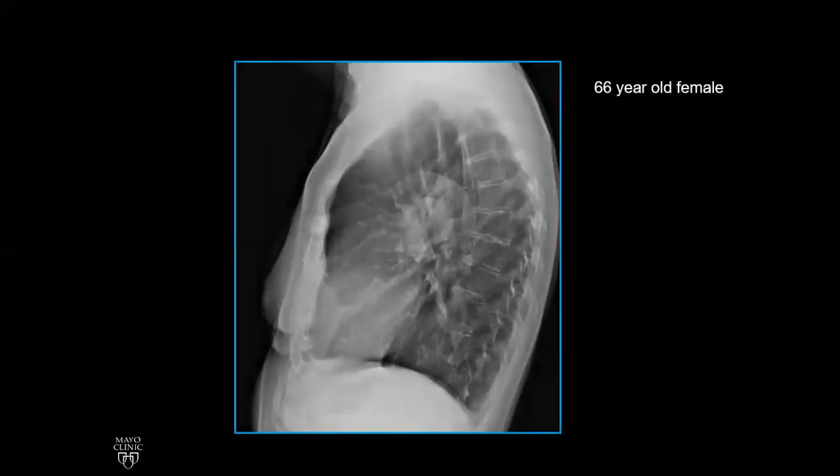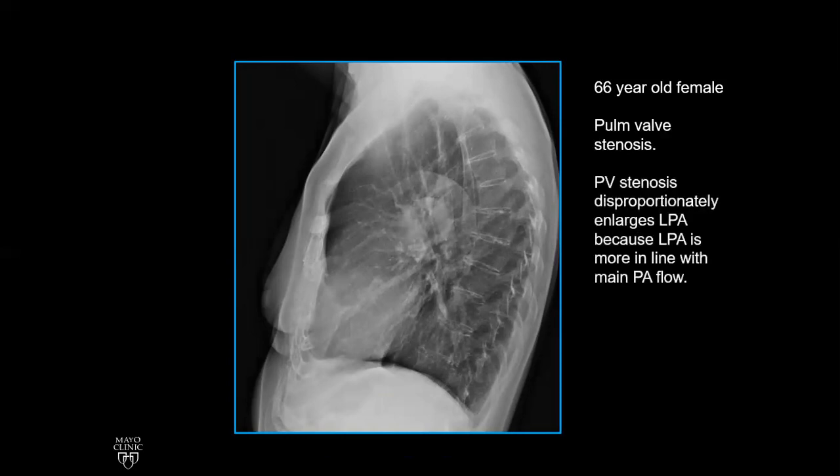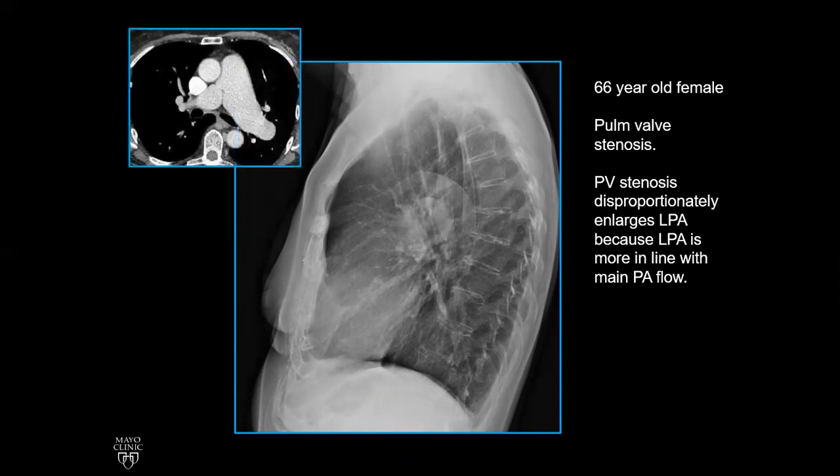Okay, so here's someone who's abnormal. This is a 66-year-old female. She has pulmonary valve stenosis. Now, pulmonary valve stenosis disproportionately enlarges the left pulmonary artery compared to the right, because the left pulmonary artery is more in line with main pulmonary artery flow.